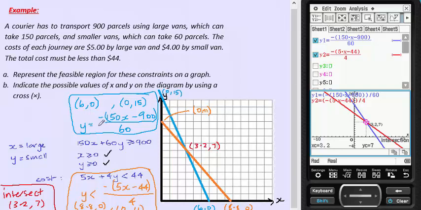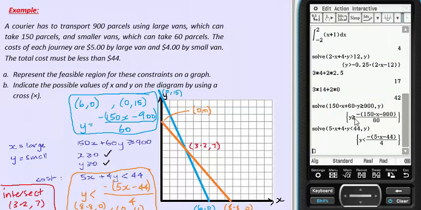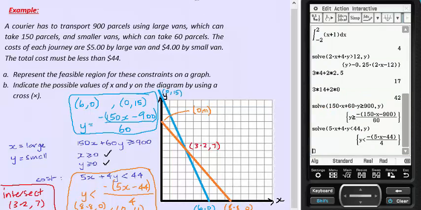So now that I've done that, it's time for me to change my signs so that they are appropriate. Remembering when I solved this sign, 150x and 60y is greater than or equal to 900, I got y is greater than or equal to. So I need to write y is greater than or equal to that. And down here, when I solved this, I got y is less than, so I've written y is less than.